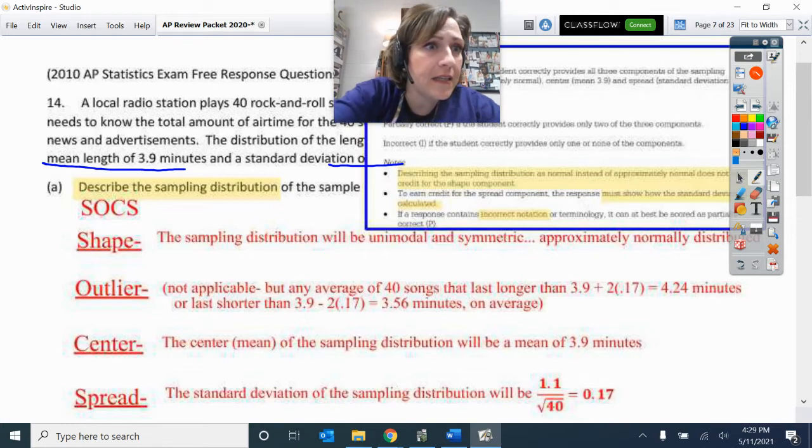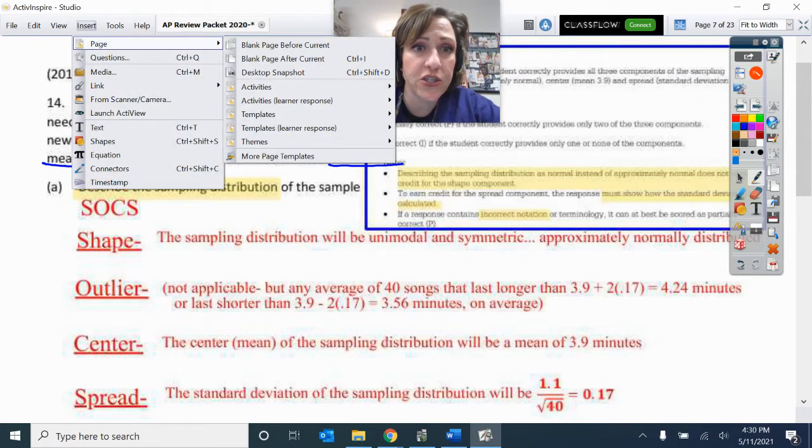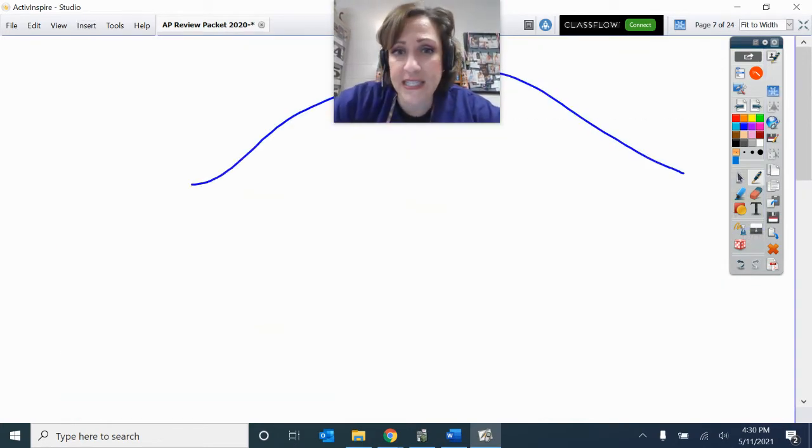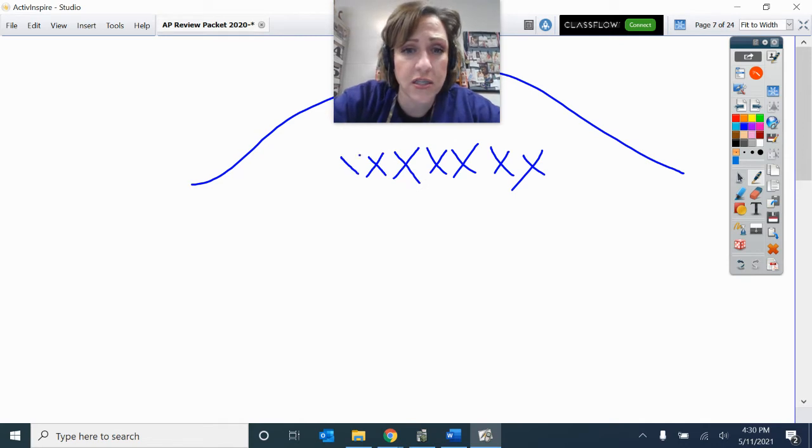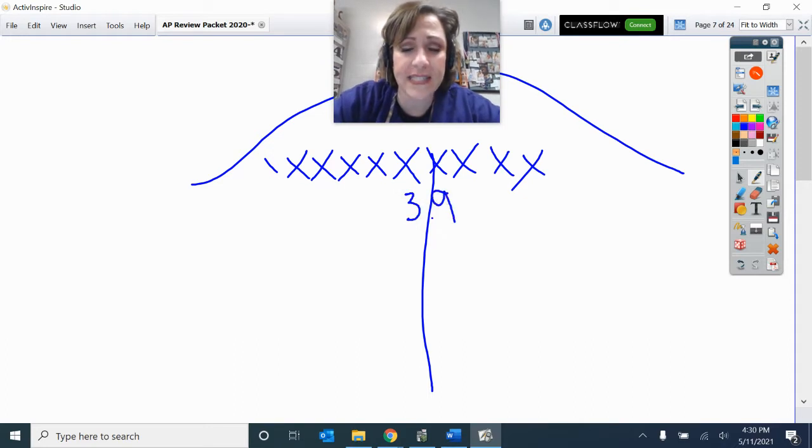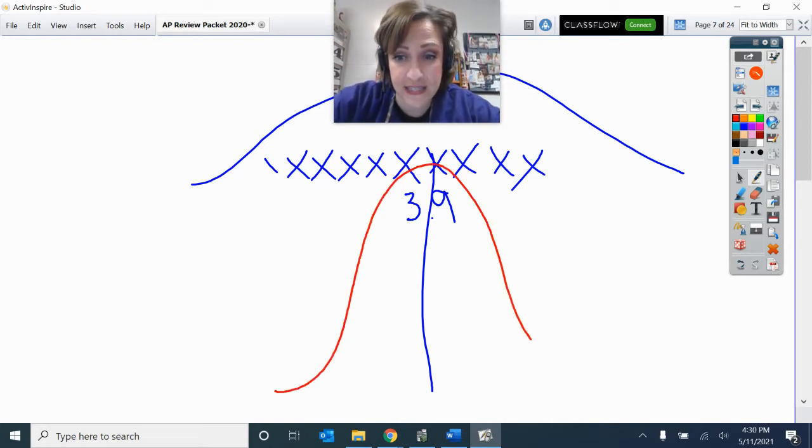But again, let me draw this picture so you understand what's happening. This is all songs, all individual songs ever, centered at 3.9 with a standard deviation of 1.1. But if we take samples of size 40, then we have this.